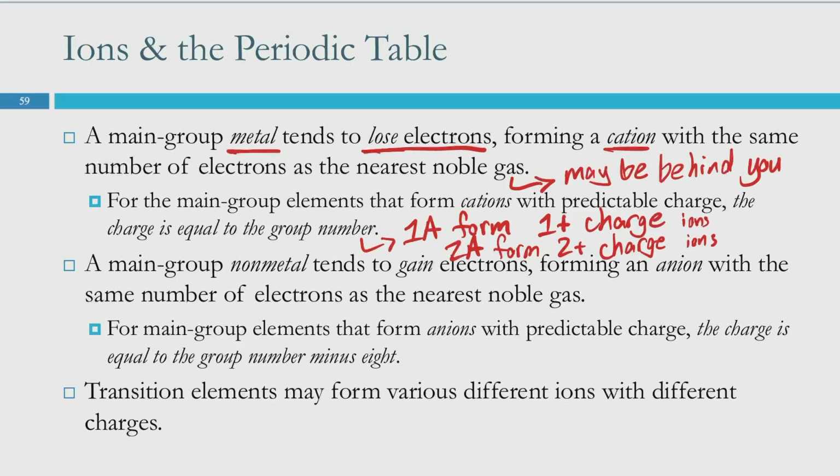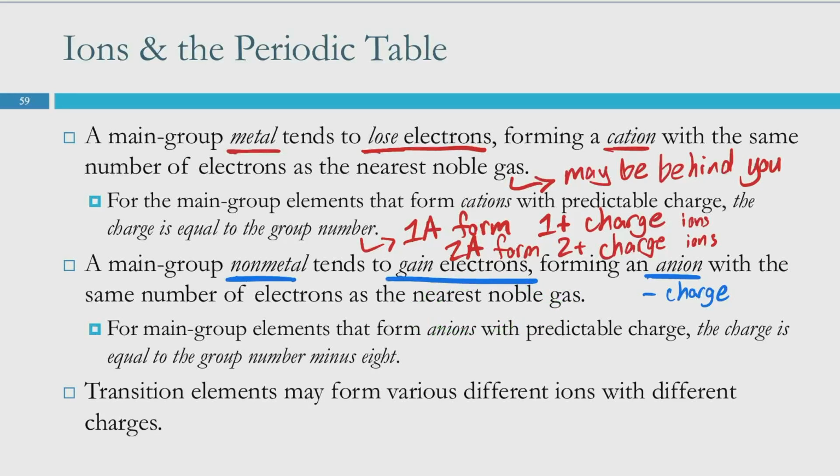What charge would they form? 3+. So that's one of the reasons that these A designation group numbers can be nice. For our nonmetals, being in this upper right-hand corner of the periodic table, those tend to gain electrons. So nonmetals tend to gain electrons, meaning that they form anions, negatively charged ions. And these have the same number of electrons as the nearest noble gas.